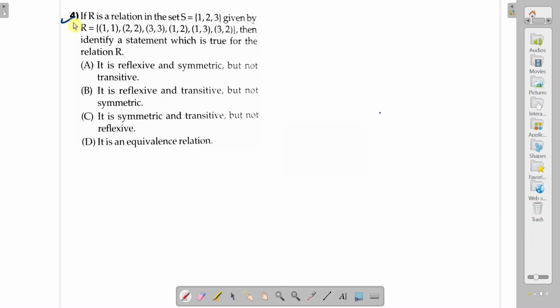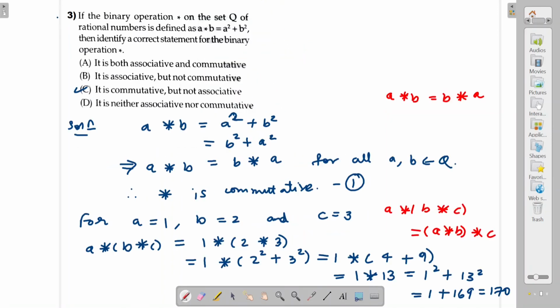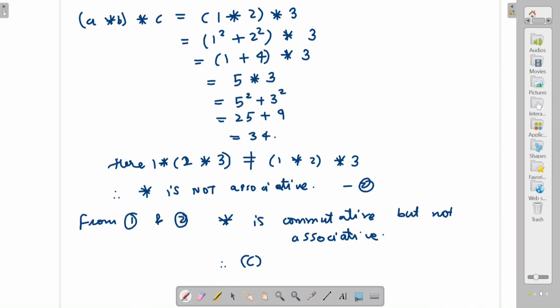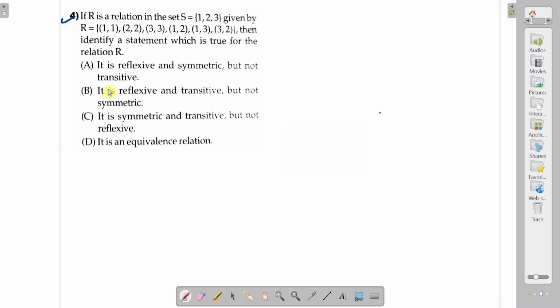Now let us look at problem 4 here. Let us read. If R is a relation in the set S equal to {1, 2, 3} given by R equal to {(1,1), (2,2), (3,3), (1,2), (1,3), (3,2)}. I hope you are getting what I am explaining, right? These are easy problems here because relations and functions is an easy chapter for MCQs.